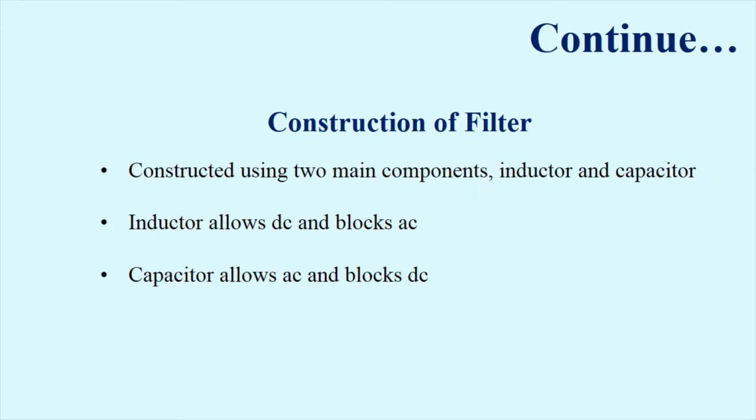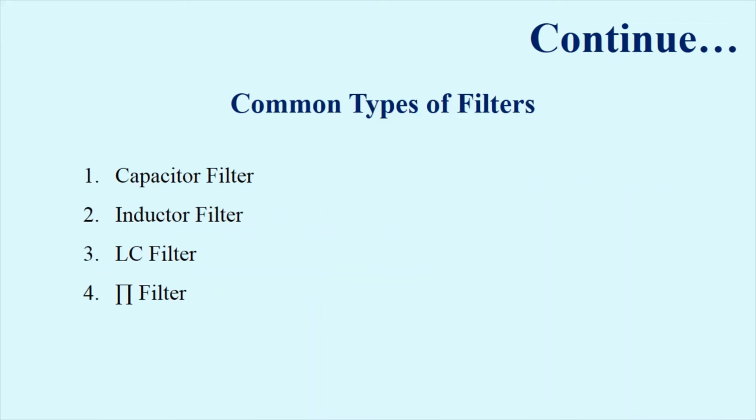Now if we talk about the construction of filter, then filter can be constructed by using two main components, inductor and a capacitor. So what is the feature of inductor and what is the feature of capacitor in the production of filter circuit? So an inductor allows DC and blocks AC, and a capacitor allows AC and blocks DC. There are four common types of filters: capacitor filter, inductor filter, LC filter and pi filter. Now we will learn about each filter step by step.